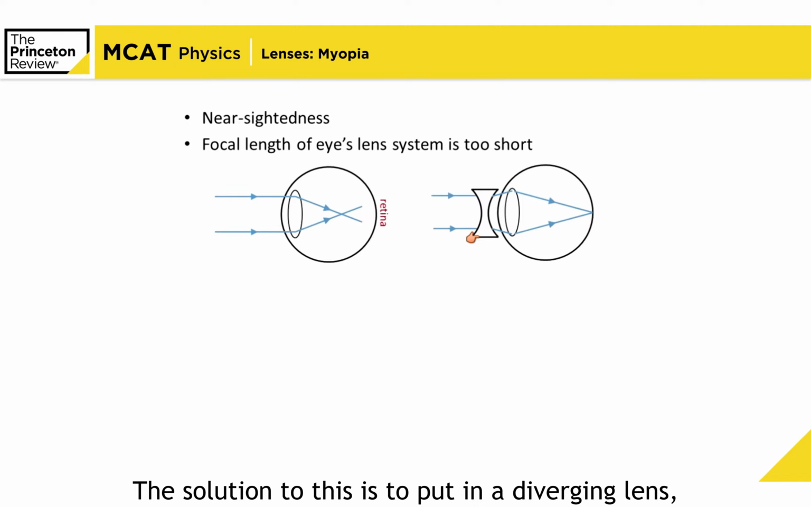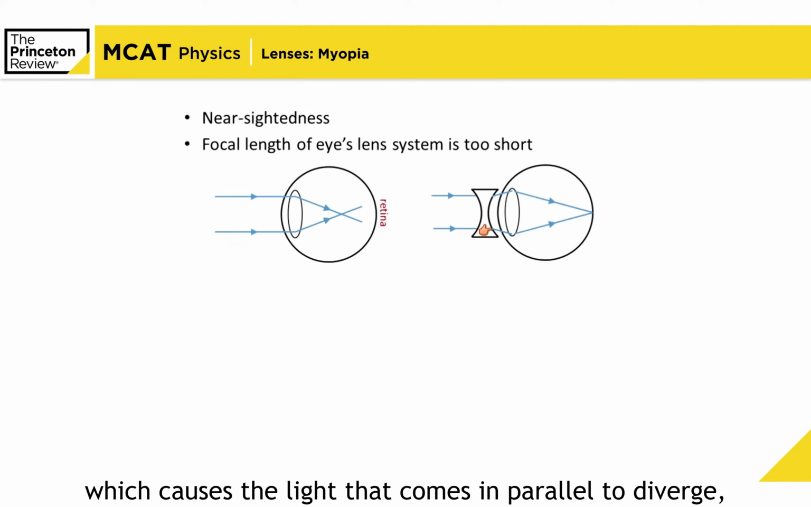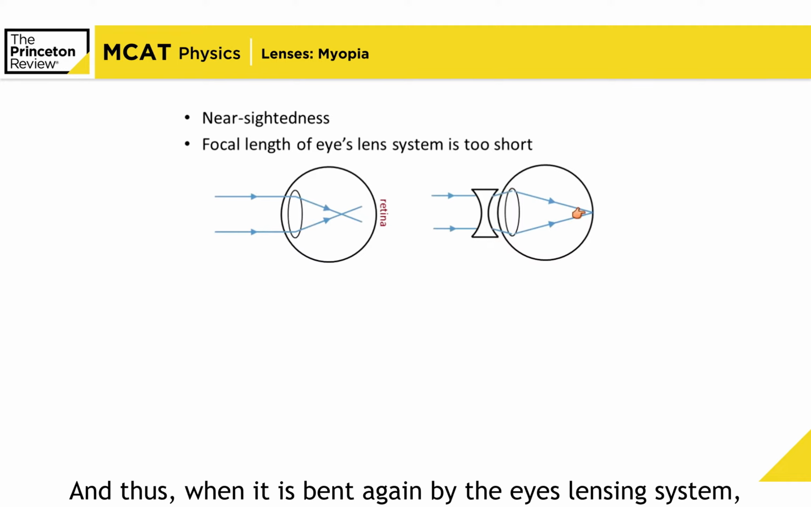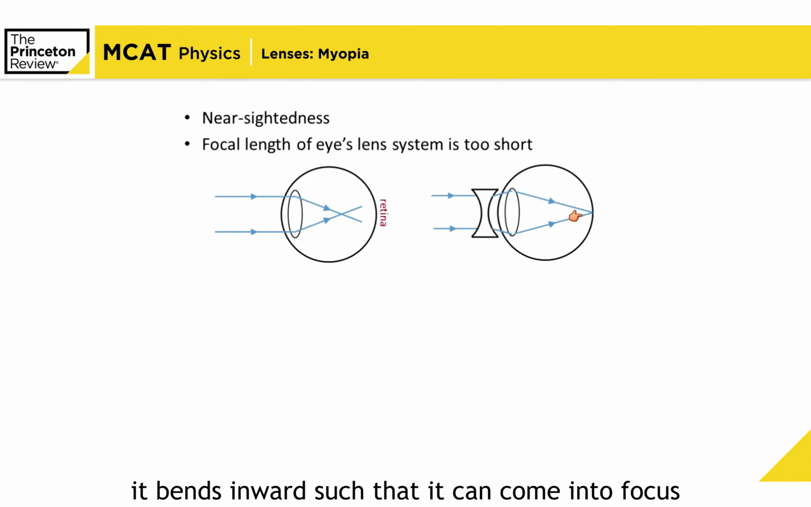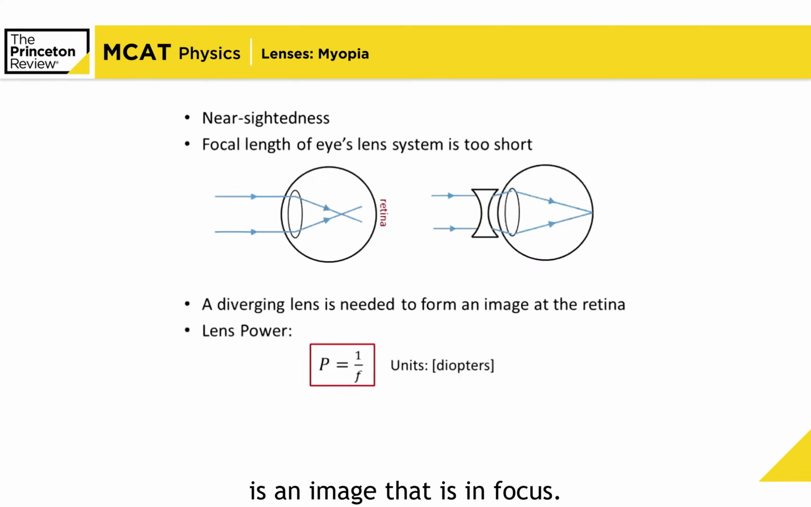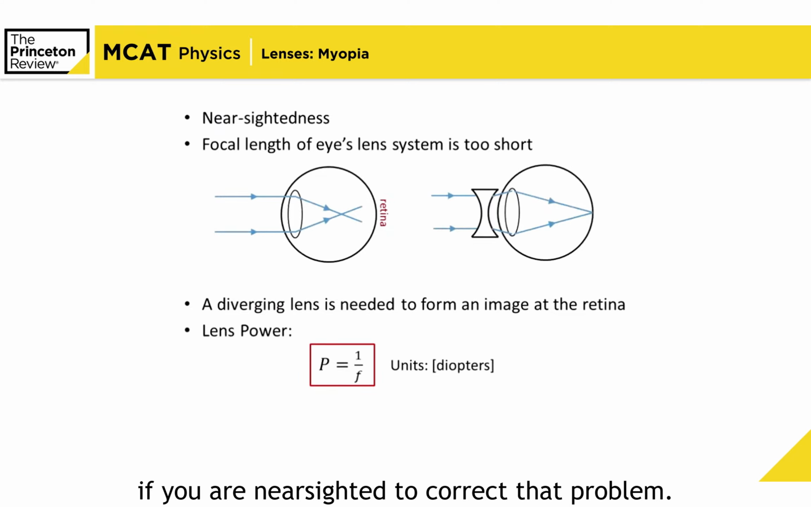The solution to this is to put in a diverging lens, which causes the light that comes in parallel to diverge, that is, bend outward. And thus, when it is bent again by the eye's lensing system, it bends inward such that it can come into focus exactly at the distance of the retina, and thus what is seen is an image that is in focus. So you need diverging lenses if you are nearsighted to correct that problem.